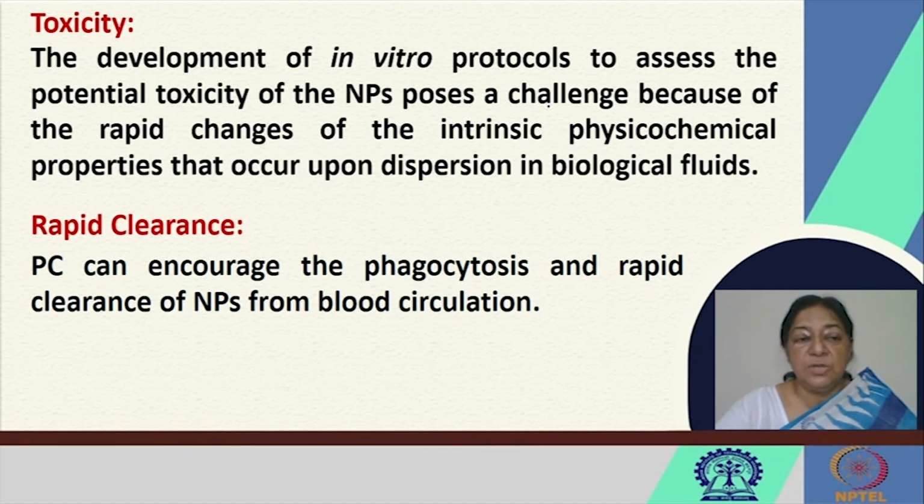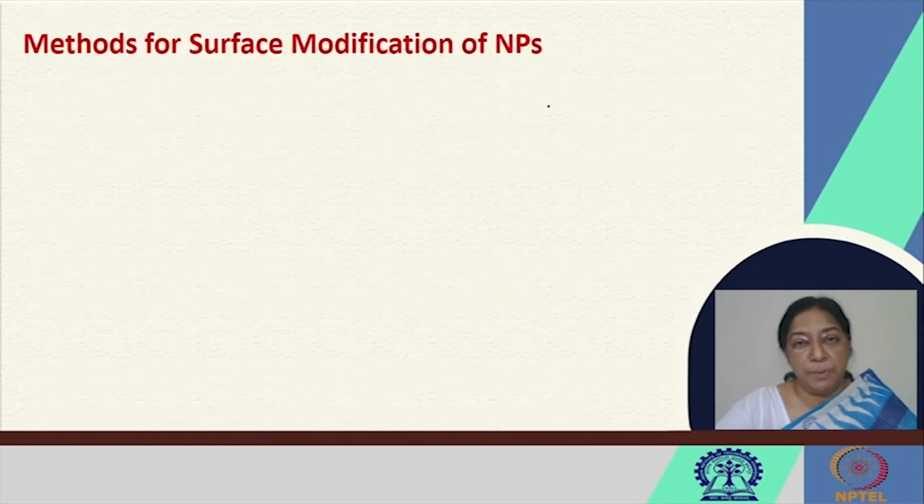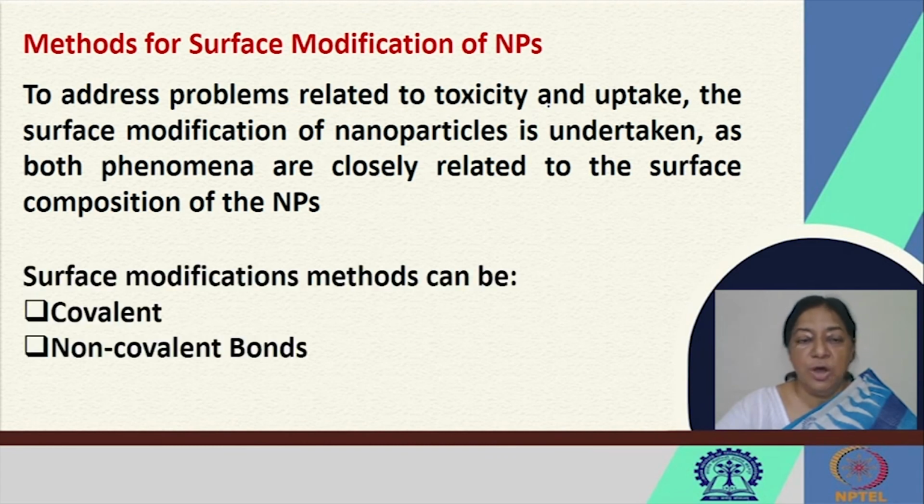A rapid clearance is also necessary, where the protein corona can encourage phagocytosis and rapid clearance of the nanoparticles from blood circulation. So, further detailed studies are required to investigate the protein corona to elicit optimum properties. There are methods for surface modification of nanoparticles so that they can be optimally utilized. And to address problems related to the toxicity and the uptake, surface modification of nanoparticles is undertaken as both phenomena are closely related to the surface composition of the nanoparticles.